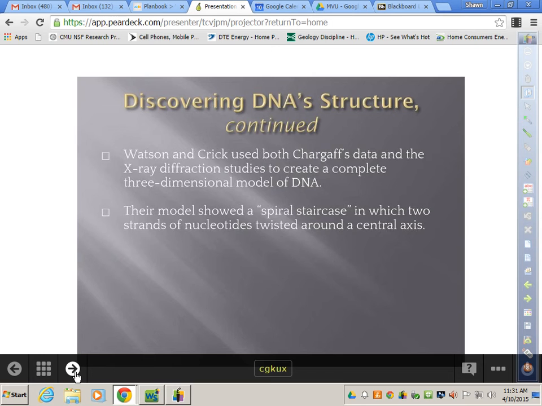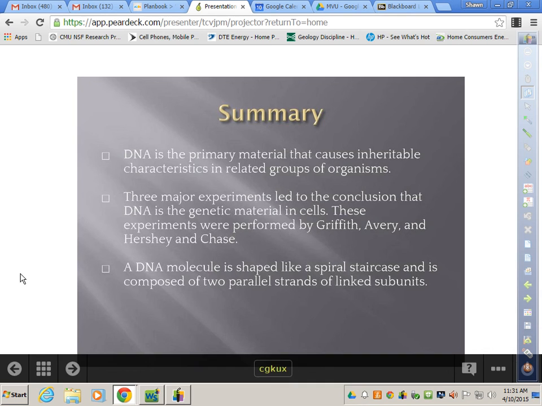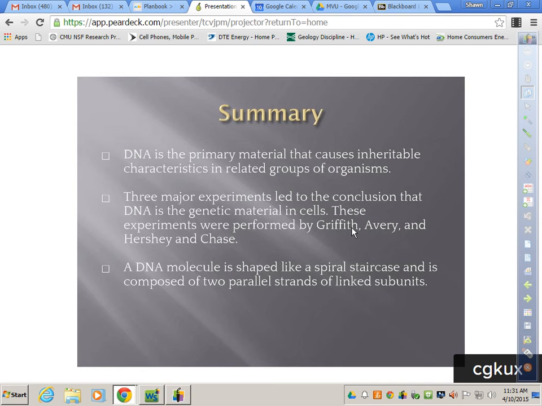So 3 major experiments led to the conclusion that DNA is the genetic material in cells. Griffith, what did Griffith do? Everybody say transformation. What did Avery do? He proved that DNA was the transformative molecule, right? Say, Avery proved Griffith's experiments. And just say DNA so you remember. Hershey and Chase, everybody say bacteriophage. Say viruses. So they dealt with the viruses. They found out it was the DNA that was the active component in viruses, not the protein, right?